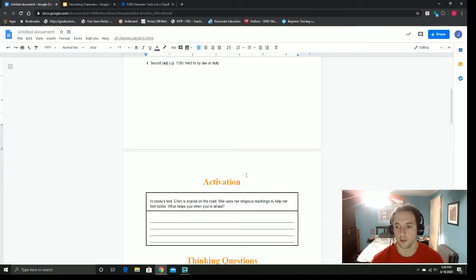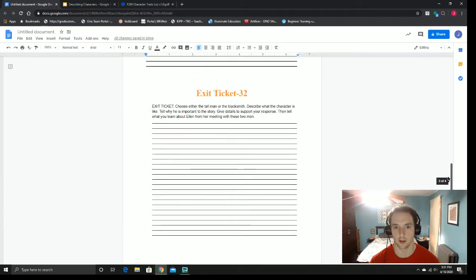Awesome. So let's actually dive into the lesson today, our objective. And as always, if you take a quick look at the exit ticket, this is what we're doing. We're going to be choosing one of these two men. We're going to describe the characters, and then tell why they're important to the story, giving details from the text to support a response, as always. And then we're going to tell what we learned about Ellen from her meeting with these two men.